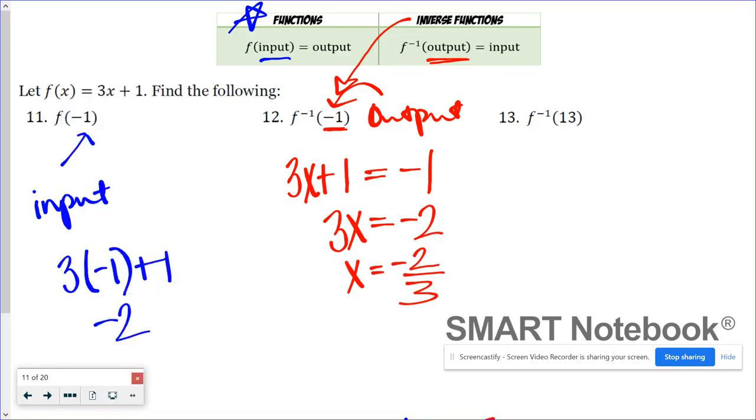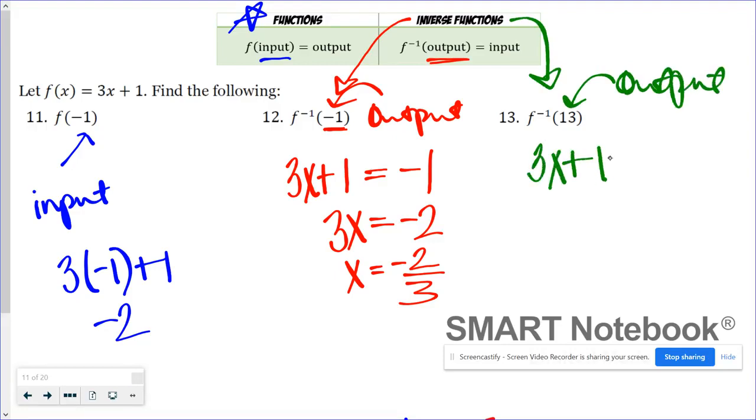And then 13 is essentially the same as 12. We're working once again with an inverse function. This 13 here is an output, so it goes on the outside of the function. So 3x plus 1 equals 13. And then we solve for x.